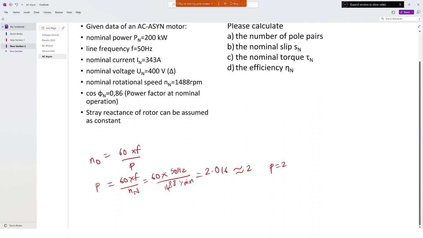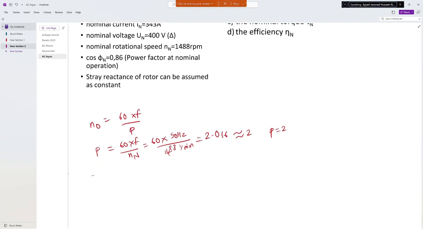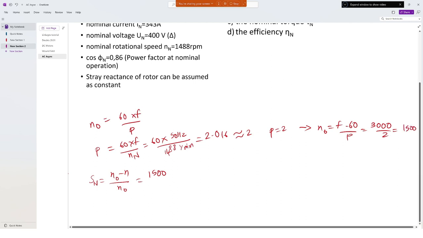And now we calculate the nominal slip. S nominal is (N naught minus N) by N naught. What is N naught? It is 1488. No. N naught is 1500, because we apply this P equals 2 back in this equation. So N naught equals F times 60 by P, which is 3000 by 2, 1500. So it feels very wrong, right? You get this P from this equation and you put it back in. It works because you have this approximation happening and then you put the actual number back in.